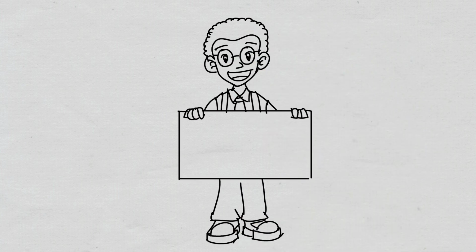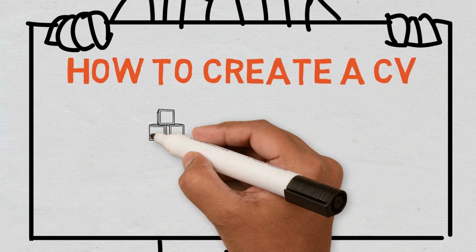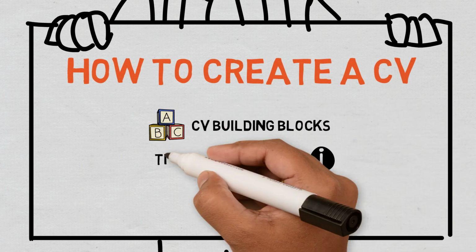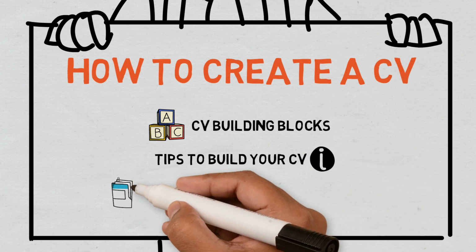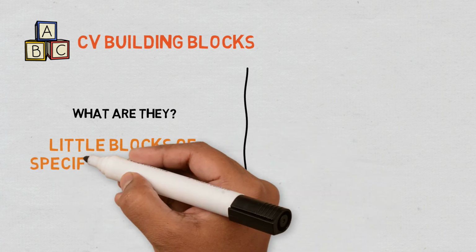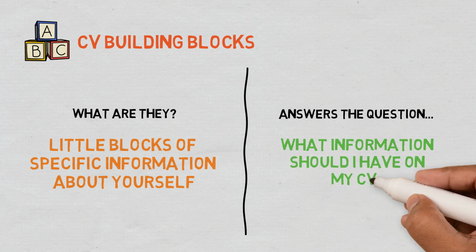In today's video, I will be showing you how to create a CV. There are three parts to creating a CV. These are the building blocks, tips when building your CV, and finally, managing and updating your CV. The building blocks of a CV are little blocks of information about yourself. This answers the question you may have, what information should I have on my CV?